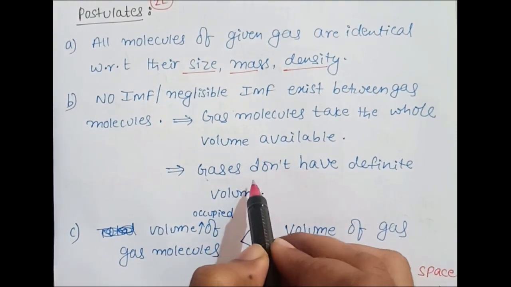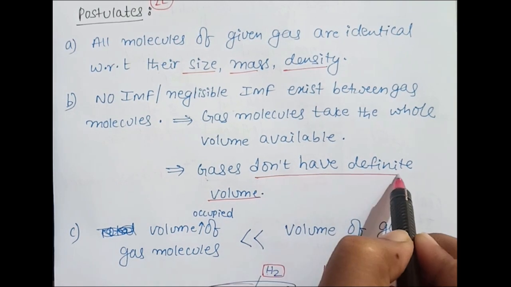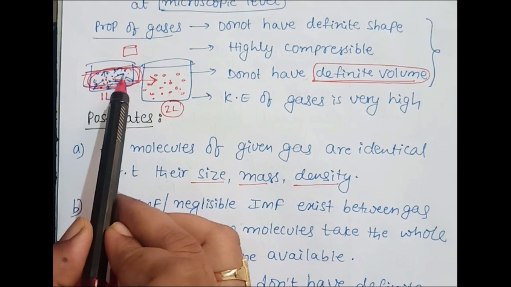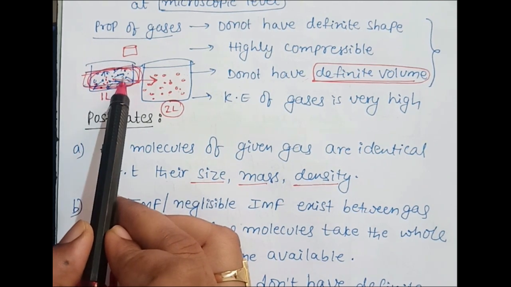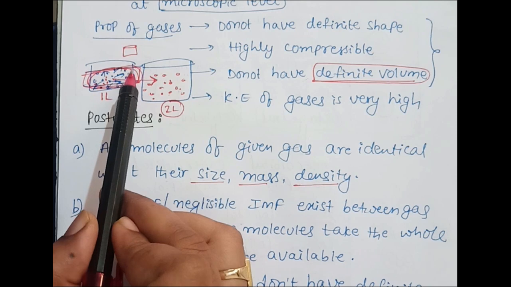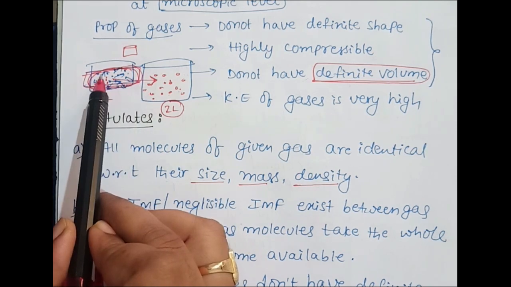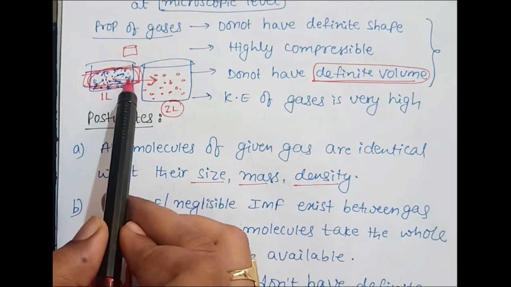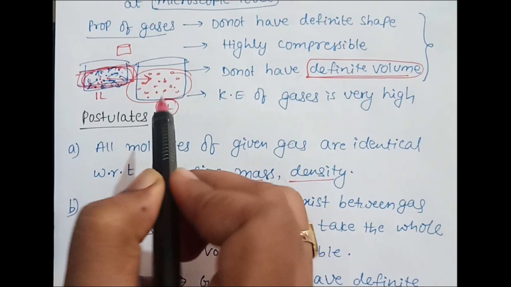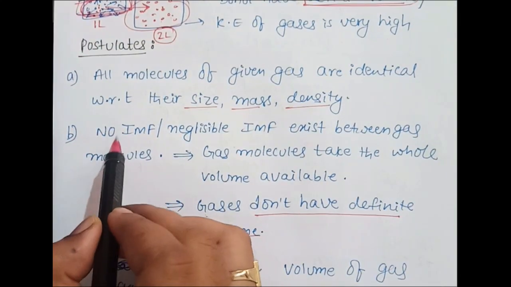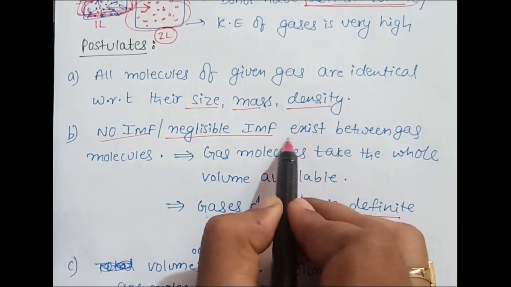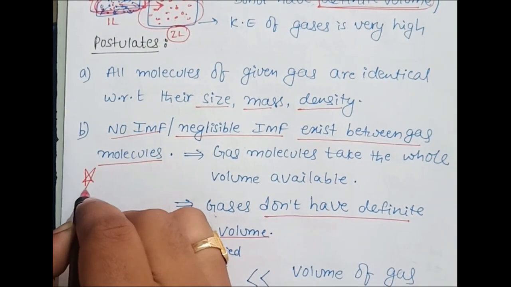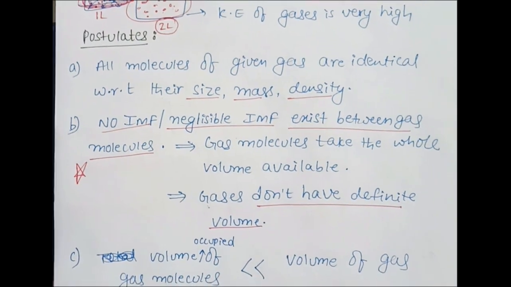Second point says why they do not have definite volume. Why gases do not have definite volume? Because between gas molecules there are no intermolecular forces, and that's why they are not bounded to definite volume. If the intermolecular forces are there, then they will fix it to a specified volume, but here there are no intermolecular forces, that's why they can take any volume which is available to them. That's what they are telling. There are no intermolecular forces existing between gas molecules. Of course, later on we will come to know this point needs some correction. That correction we will do afterwards.